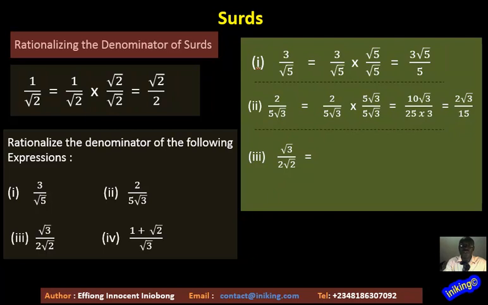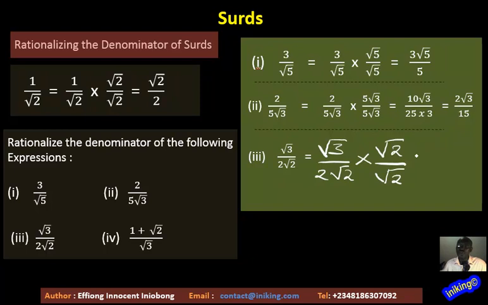Now we are looking at question number 3, root 3 divided by 2 root 2. Well, this time around, I'll solve it using both methods. Let me solve this by multiplying just using root 2, because that's the problem, the irrational number. Let's let the 2 just stay.